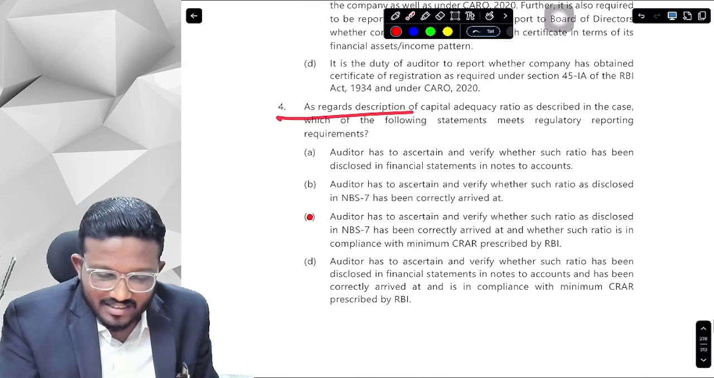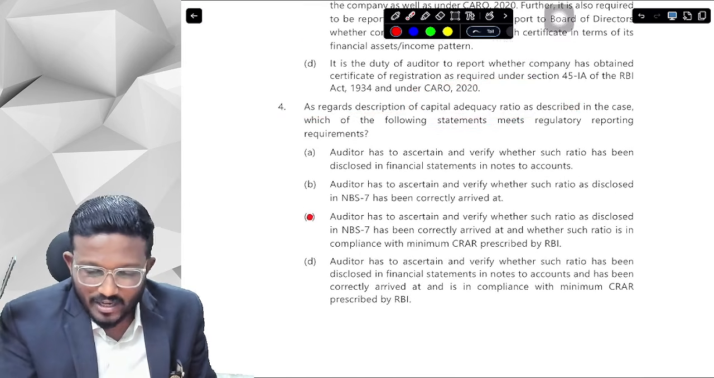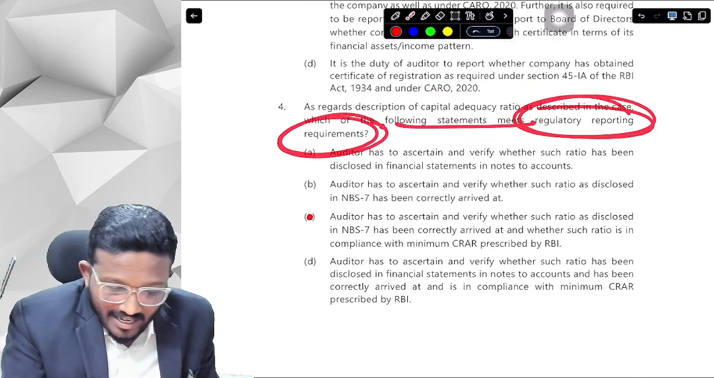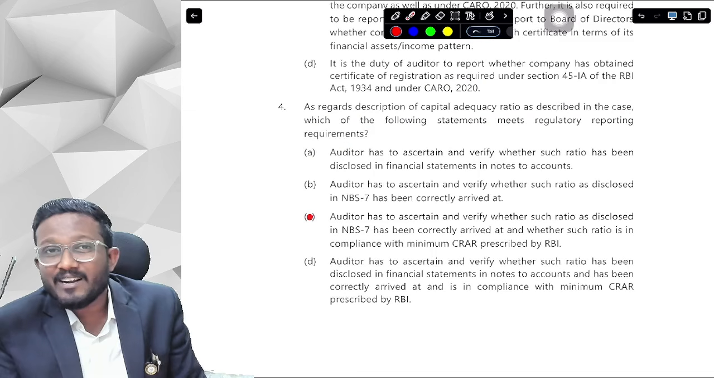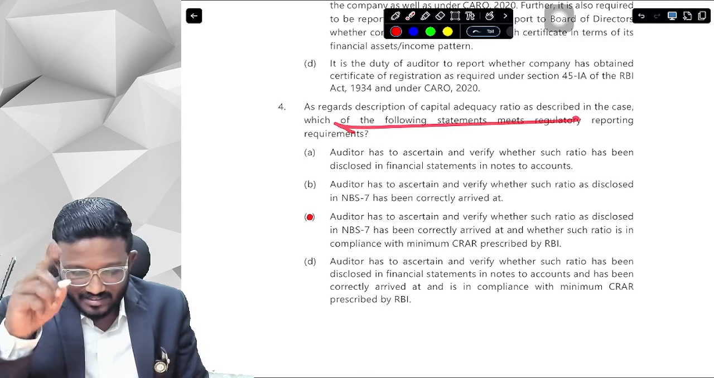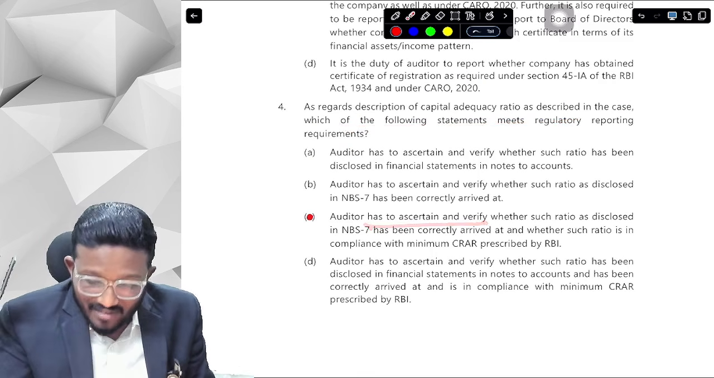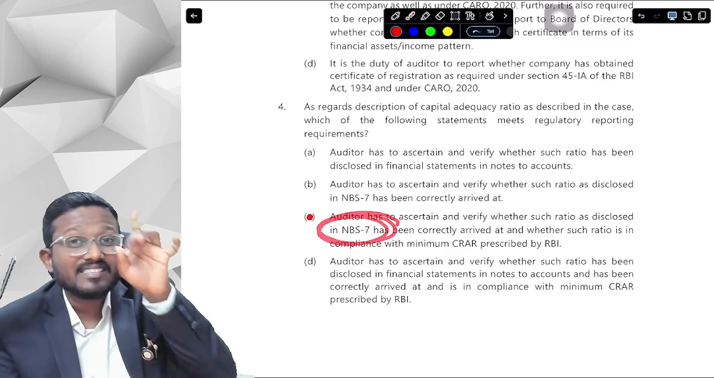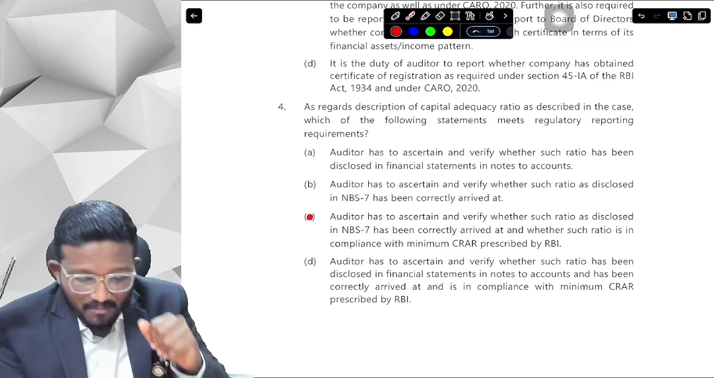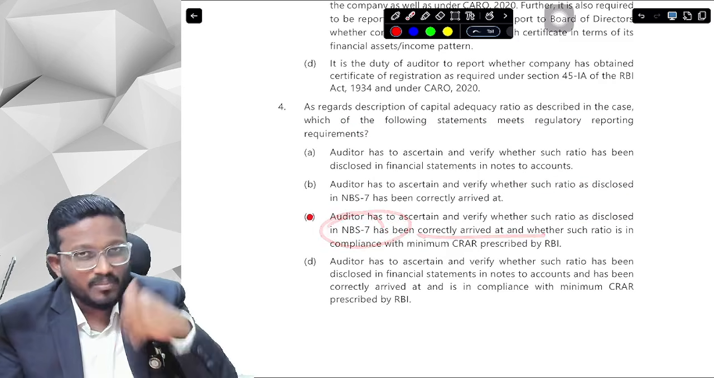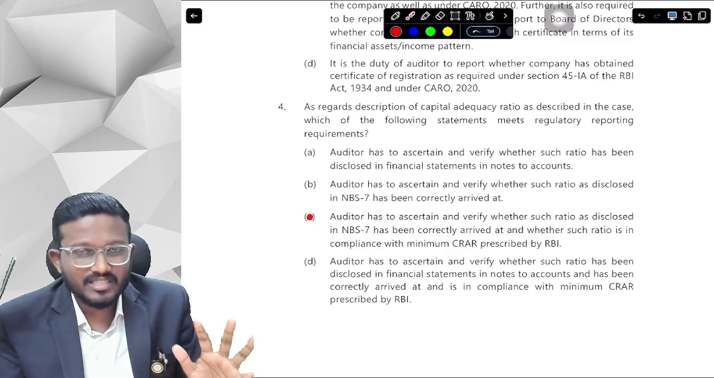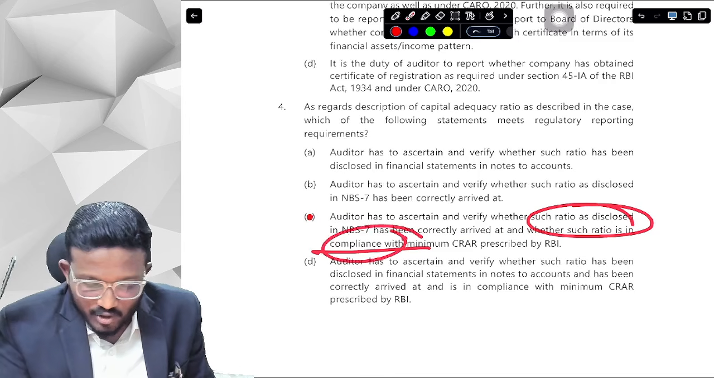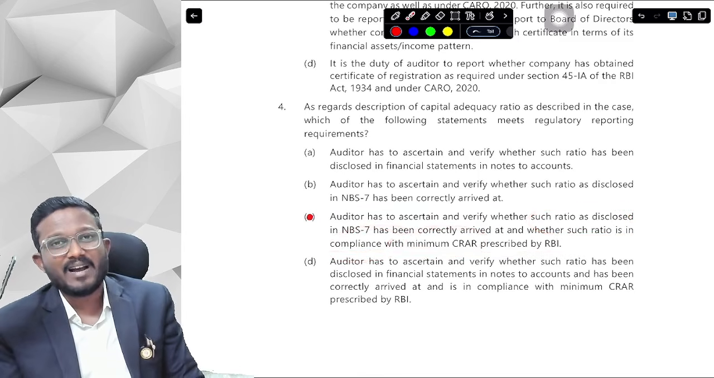Next, regarding the description of capital adequacy ratio, which of the following statements meets regulatory reporting requirements? In terms of regulatory reporting requirements for the capital adequacy ratio, we need to ascertain and verify whether the capital adequacy ratio is disclosed in NBS 7, that it is correctly arrived at, and that the ratio is in compliance with the minimum CRAR prescribed by RBI.